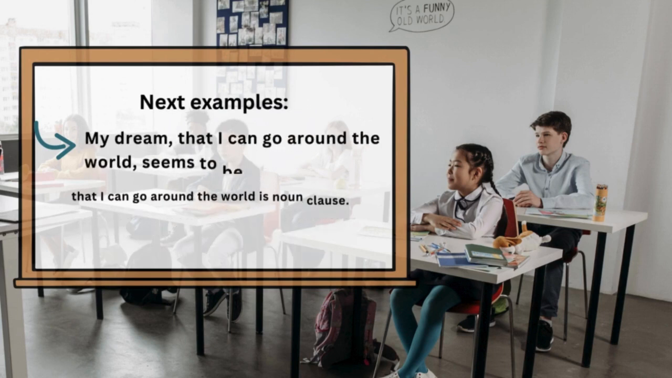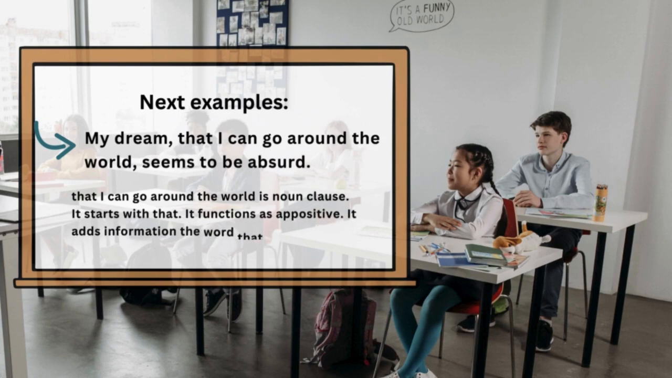Another example. My dream that I can go around the world seems to be absurd. That I can go around the world is noun clause. It starts with that. It functions as an appositive. It adds information to the word that precedes it, namely my dream.